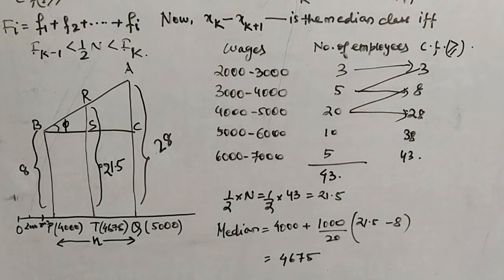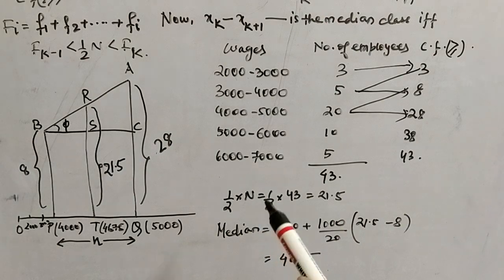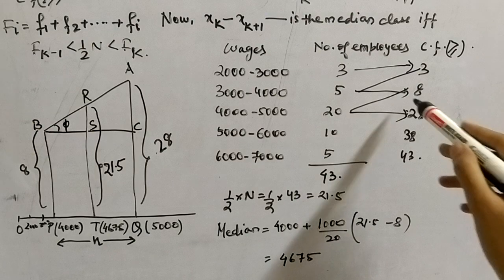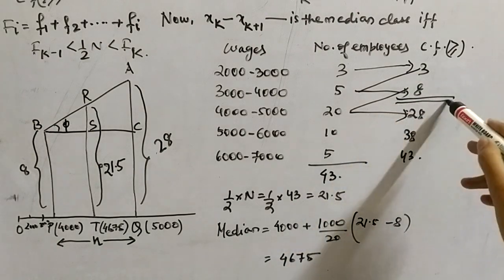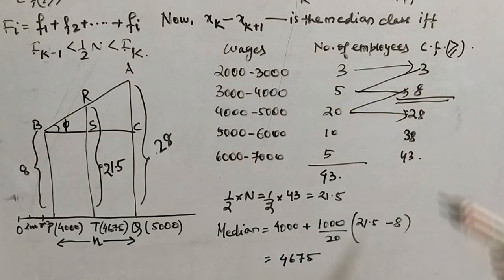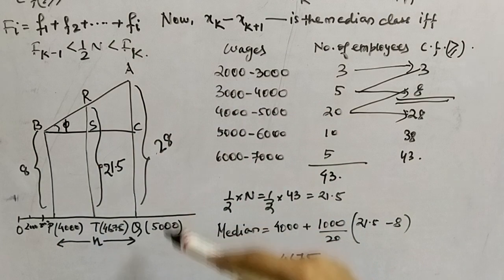Your third step is to divide it by 2. The total number of frequency divided by 2 is 21.5, which lies over here. Okay. So the cumulative frequency of the preceding class is 8, and for the median class it's 28. That's why I have written 8 and 28.